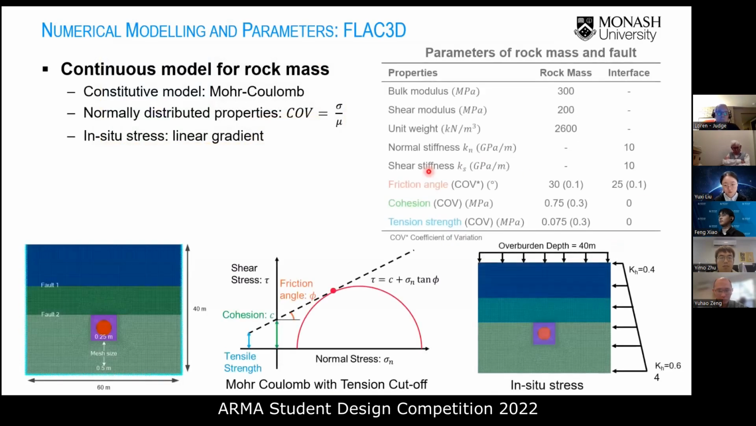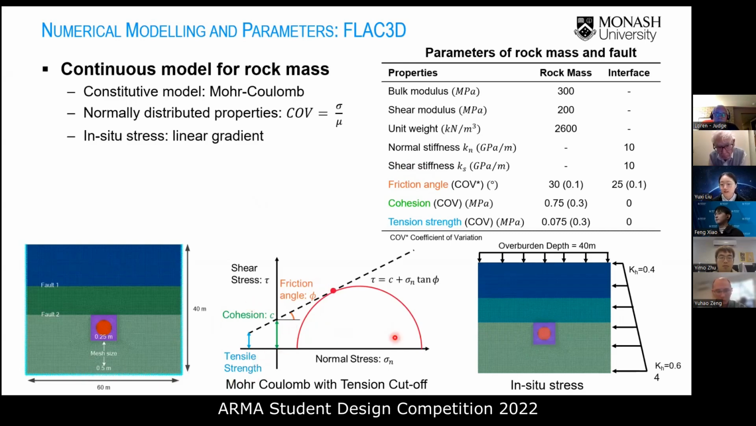Okay, now let's take a closer look at the numerical modeling part. The model is sized 6 meters times 40 meters, taking the Mohr-Coulomb as the constitutive model, where the cohesion, friction angle, and tension strength are the key controlling variables. When we talk about the variability of the rock mass and fault properties, we introduce COV, the coefficient of variance. This is defined as the standard deviation over the mean value, and by setting up the COV, we could take the parameters normally distributed into the model. The input parameters can also be seen in this table with the COV values shown in the brackets here.